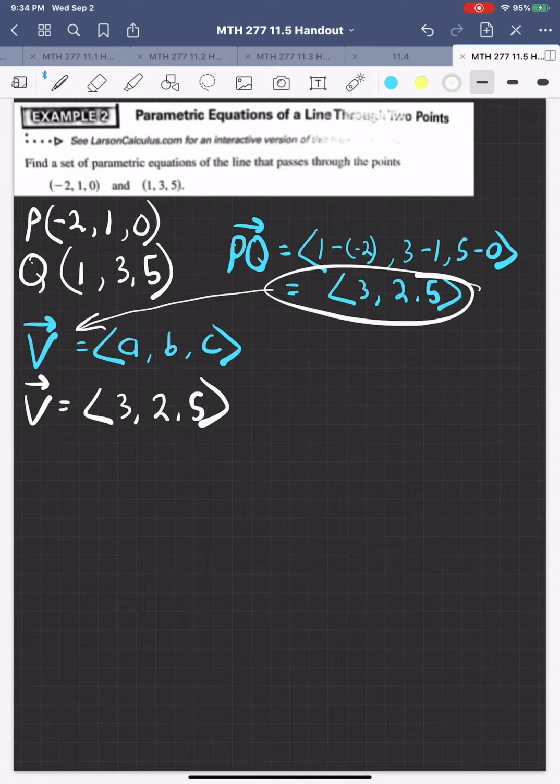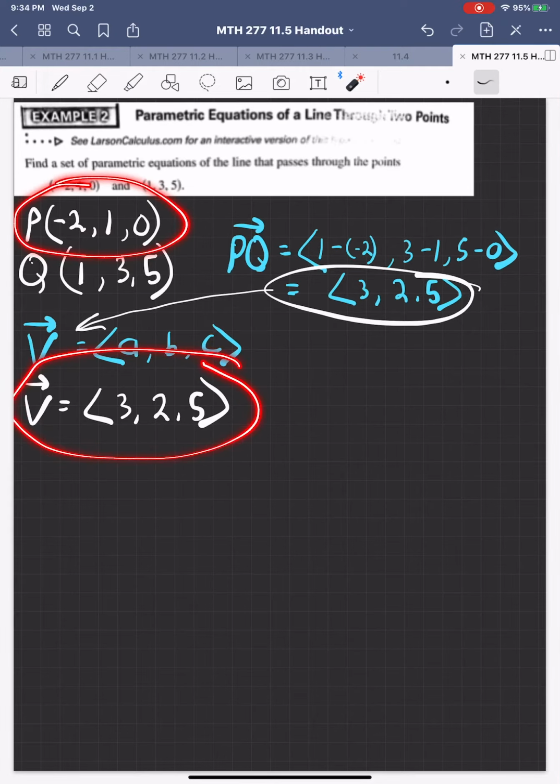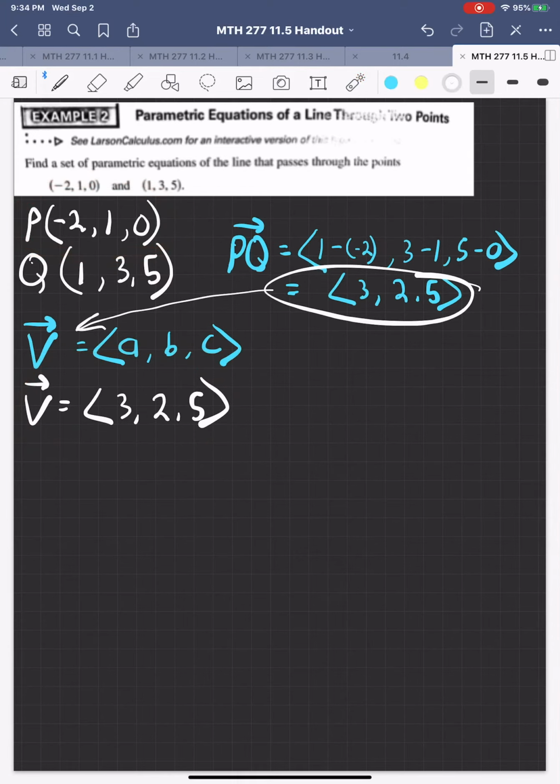All right, and now quickly, this question, example 2, looks exactly like example 1. In example 1, you were given a point and a directional vector, and you were asked to find the equation. Now we actually have 2 points, but we'll take our point and our directional vector, and we'll go ahead and get to it.